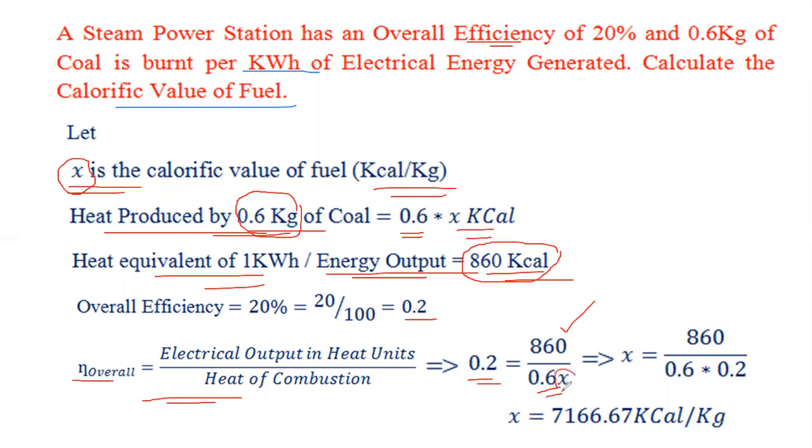Here we want to find the X value by cross multiplication. X equals 860 by 0.6 into 0.2. Now we need to simplify this value, 860 by 0.6 into 0.2. Finally we are getting the answer, 7166.67 kilocalorie per kg. This much kilocalories is available.